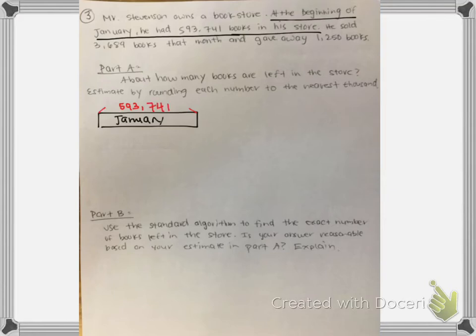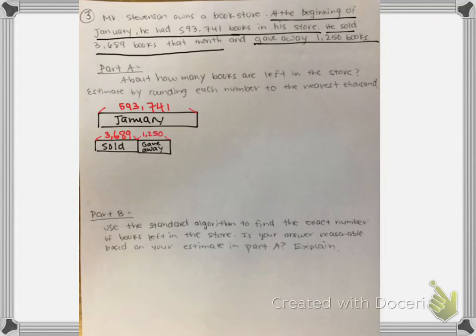Okay. Now, he sold 3,689 books that month. So it looks like he sold a certain amount. He sold 3,689. And he gave away 1,250 books. So he gave away a certain amount as well. He gave away 1,250 books.